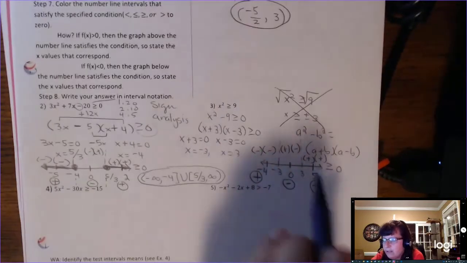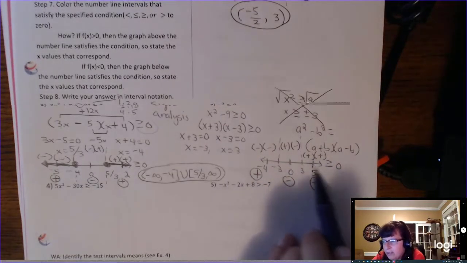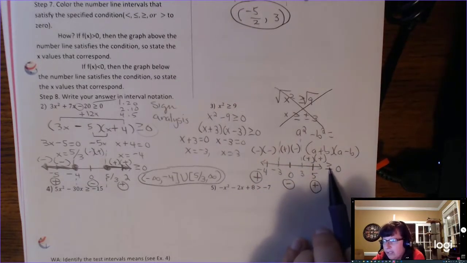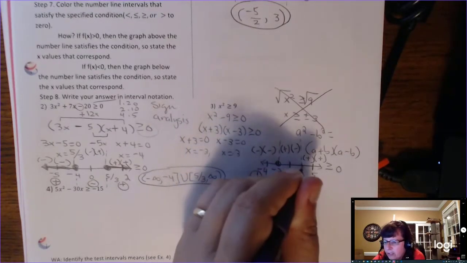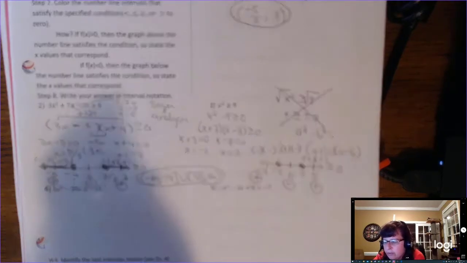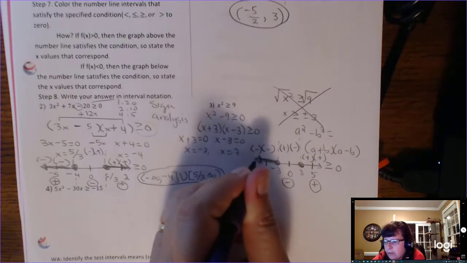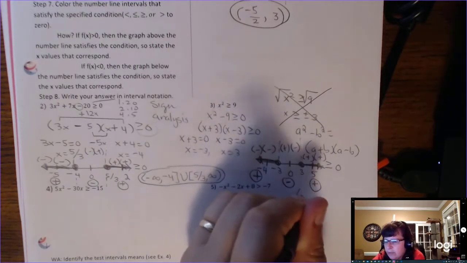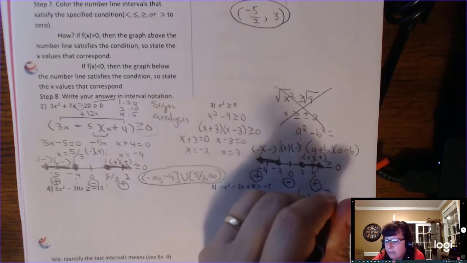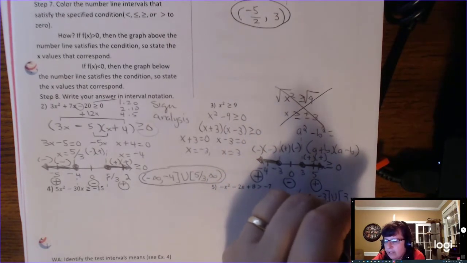Whatever x values I put in, I want them to create a value that's greater than 0 or equal to 0. So I can color in the zeros because they're equal to, and the places where it's greater than 0 are here and here. So that answer would be negative infinity to negative 3, bracket, union, bracket, 3 to infinity.